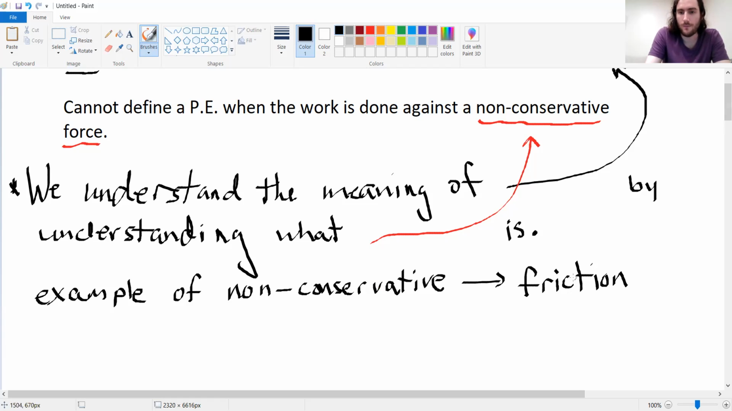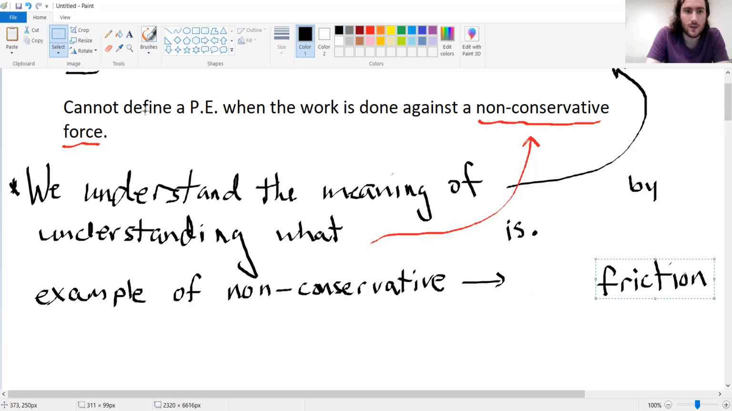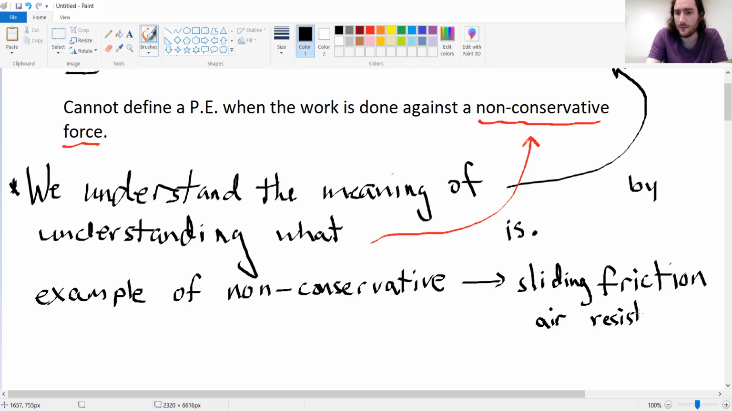Okay. And maybe even we could be more precise about this because there are many different kinds of friction. So sliding friction, right? That's the kind of friction that we've dealt with, static and kinetic sliding friction. You could also have air resistance, which is a type of friction, or air drag, or a drag force, kind of all the same thing, air resistance.